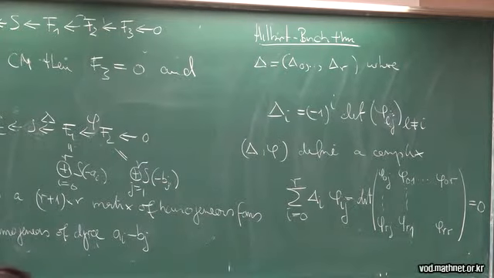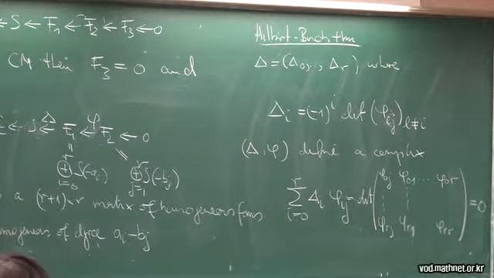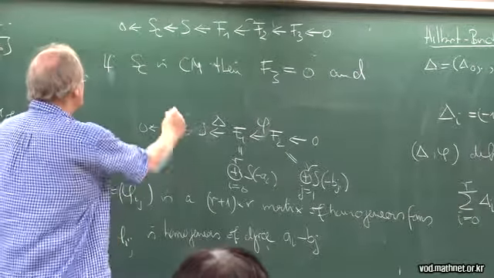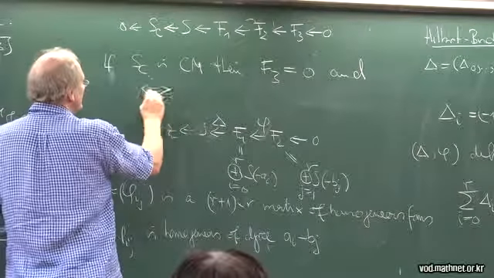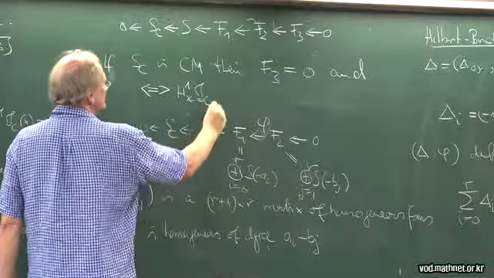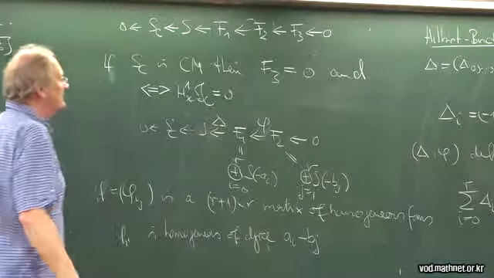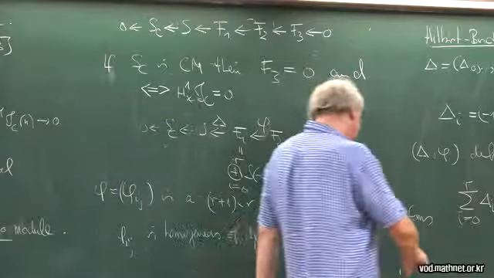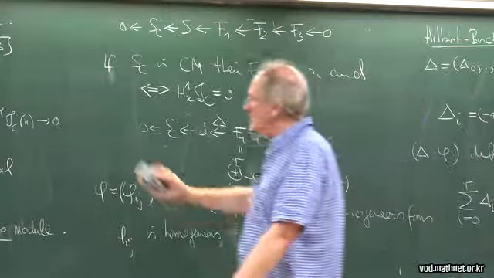Now, this being short is equivalent to C being Cohen-Macaulay, which is also equivalent to H1 of the ideal sheaf of C being equal to 0. So the Hartshorne-Rao module is 0. So what happens if the Hartshorne-Rao module isn't 0?